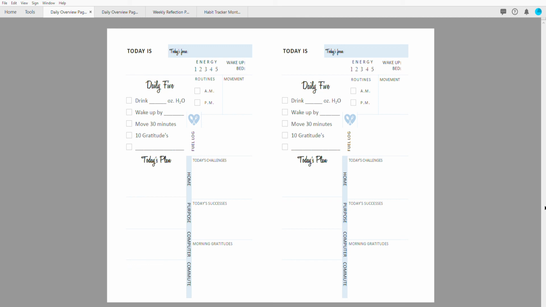So, those are just ways to utilize the daily plan portion in those 4 different areas, broken up to where you are going to need to be in order to complete those activities. On the right-hand side of the column, we have today's challenges, today's successes, and the morning gratitudes. I already talked about the gratitudes, and you can come up with 1, 2, 3, or however many you can fit in that little box. And then we have today's challenges and today's successes.